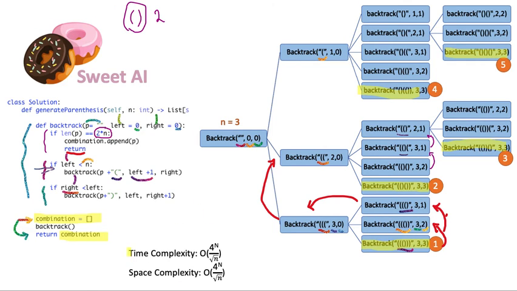So as you see here, the time complexity is going to be this, and the space complexity is going to be this, and the space complexity is this because we are using backtracking and a recursive function, and we have stacks.